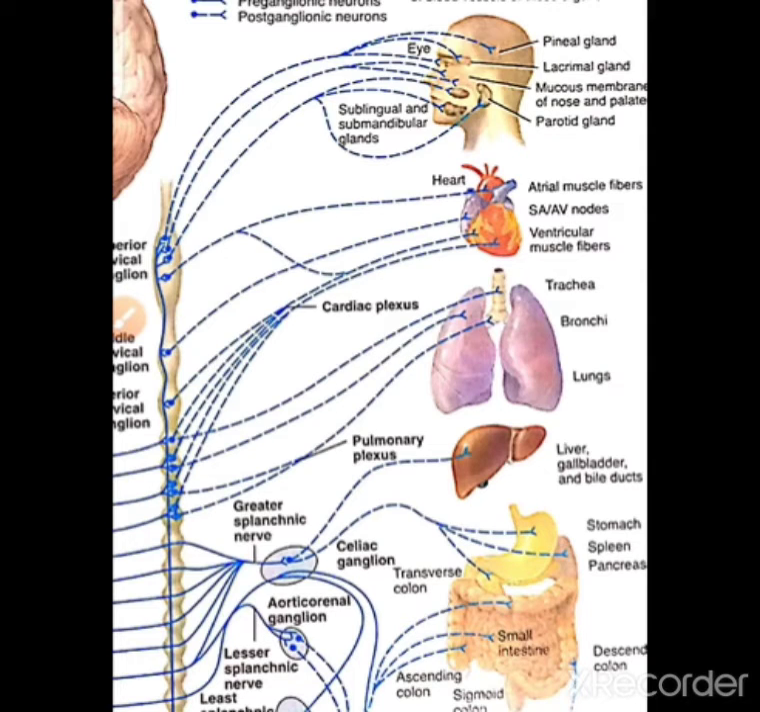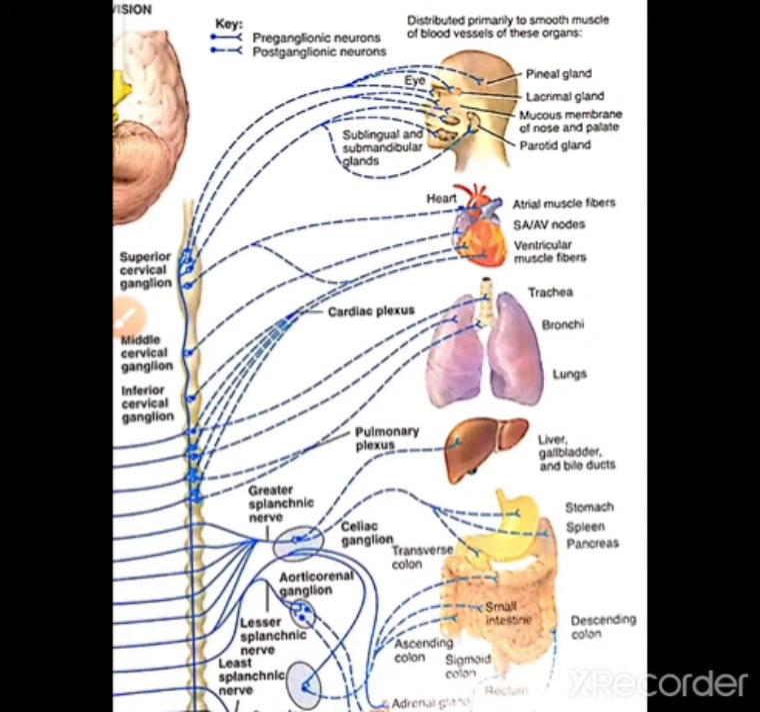Now, some of the atrial muscle fibers, AV nodes, and the ventricular muscle fibers are supplied by the middle cervical ganglia and the inferior cervical ganglia, and the lungs by other sympathetic trunk ganglia: trachea, bronchi, lungs. Okay, now this is the upper half of the body, the sympathetic trunk ganglia.